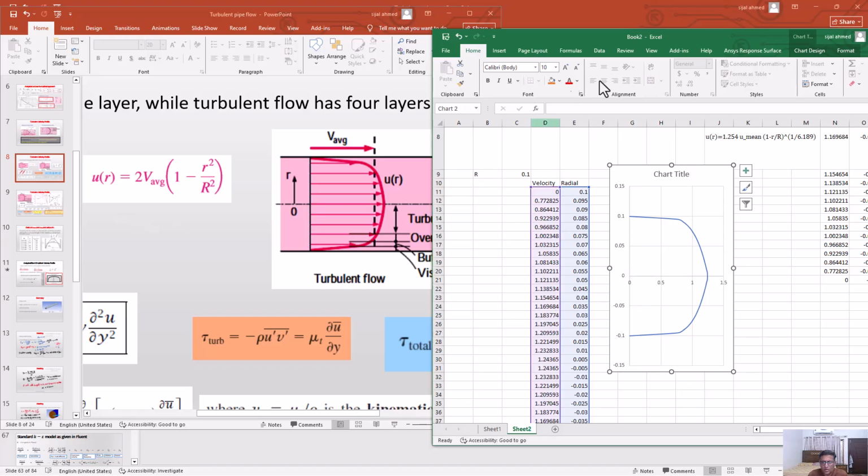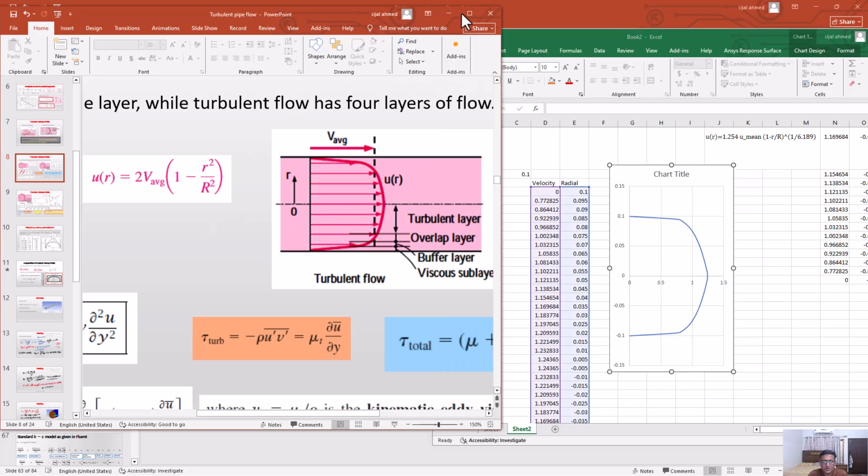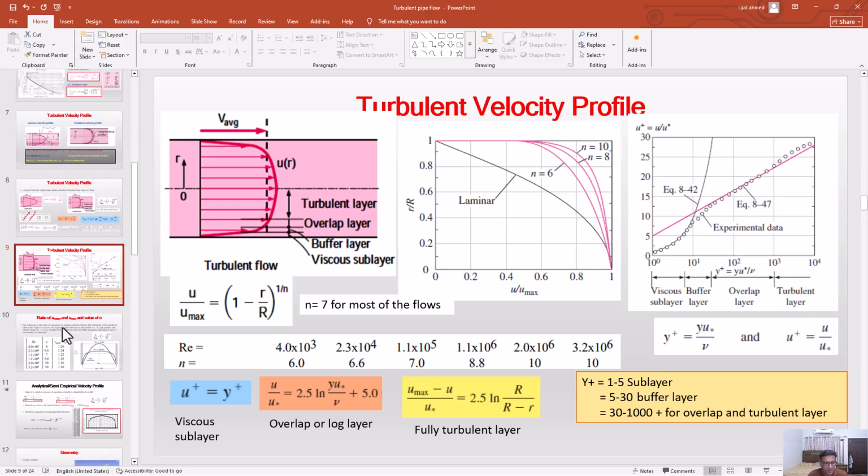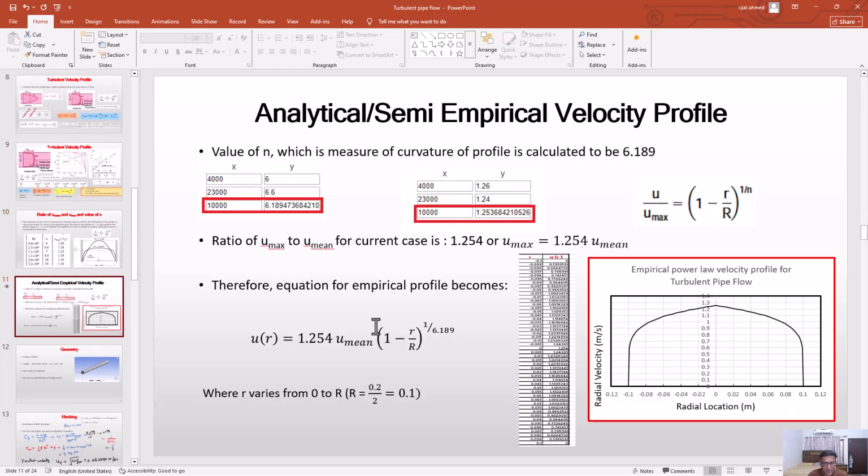Okay, so now we have the velocity profile from this equation. Now we will solve the CFD, and from CFD we have the velocity profile from the result of the simulation, and we compare this analytical, empirical profile with our CFD profile, and let's see how much accuracy we have. And similarly, we will compare delta P pressure drop, Darcy friction factor, and the coefficient of friction. Okay, so this is written here as well.